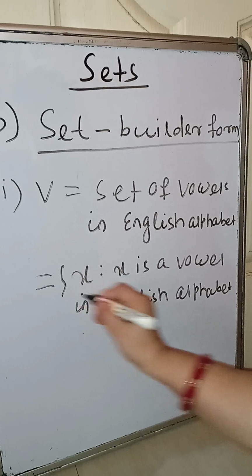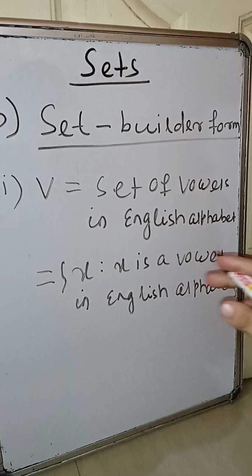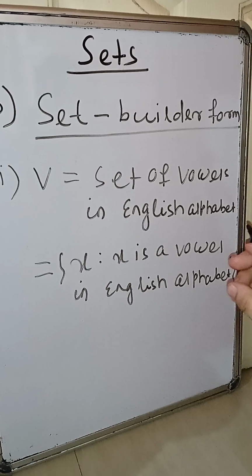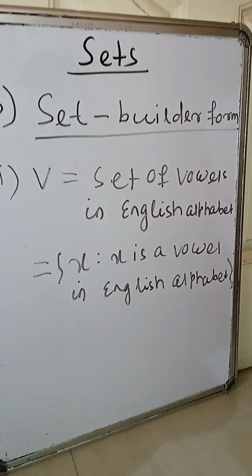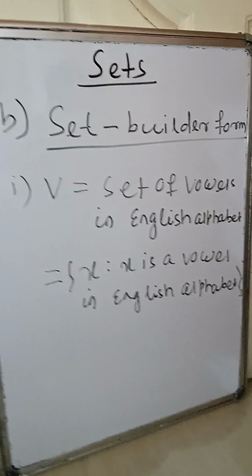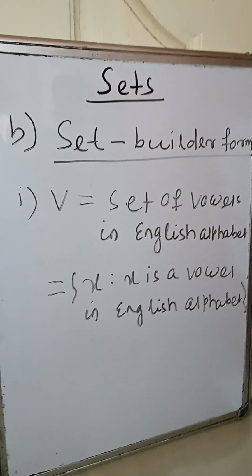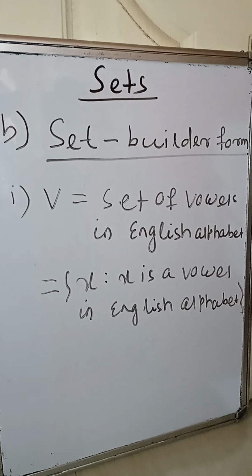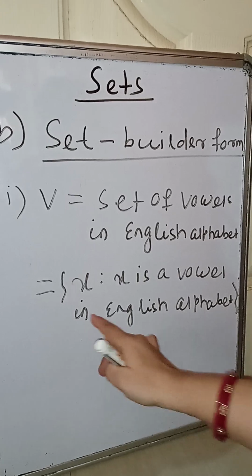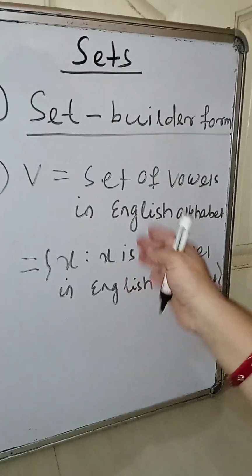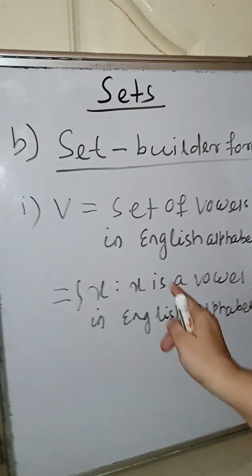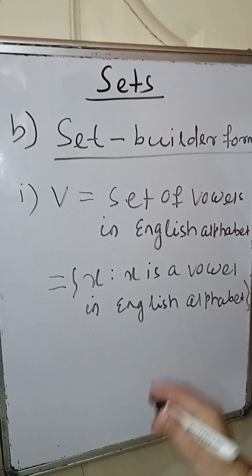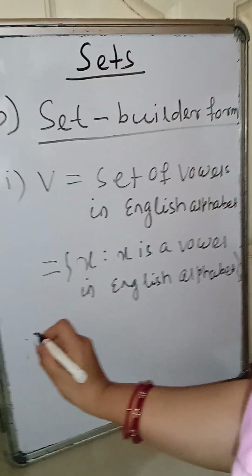What does this x represent? x represents the elements of the set V. Which property does it possess? It possesses the property that x is a vowel in the English alphabet. So the common property here is being a vowel in the English alphabet. So in set builder form, we write x, meaning the elements of this set V, such that x is a vowel in the English alphabet. Let us consider another example.